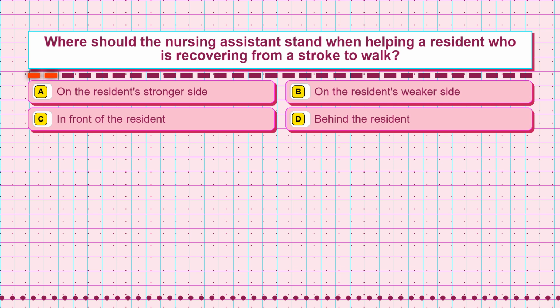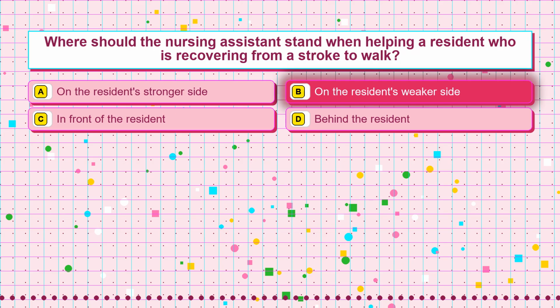Question 11. Where should the nursing assistant stand when helping a resident who is recovering from a stroke to walk? Option A. On the resident's stronger side. Option B. On the resident's weaker side. Option C. In front of the resident. Option D. Behind the resident.